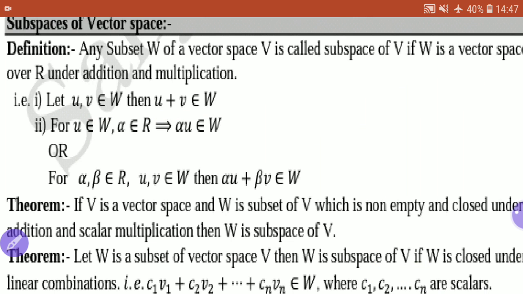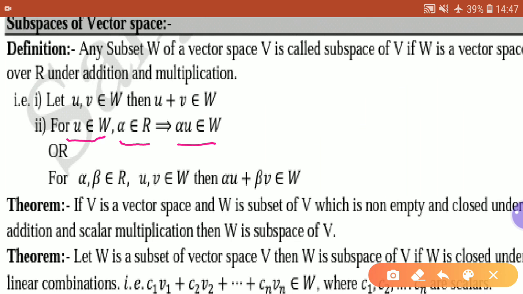Then the next operation is scalar multiplication. For any U belonging to W and for any alpha belonging to the field of scalars, the multiplication alpha U belongs to W. So the members of W must satisfy these two conditions. Then we can say that W is a vector space. Moreover, W is a subspace of the vector space V.